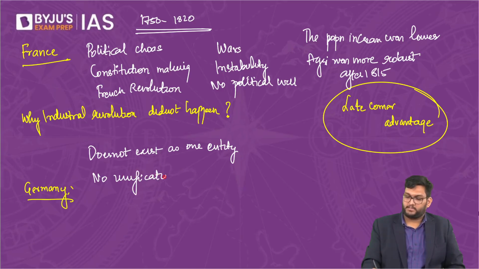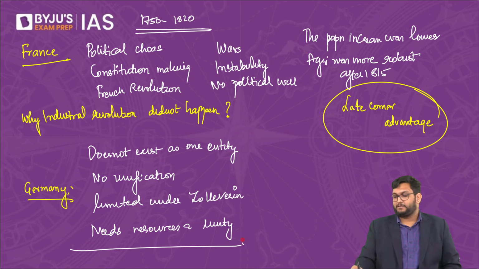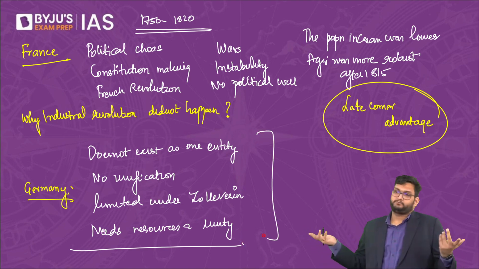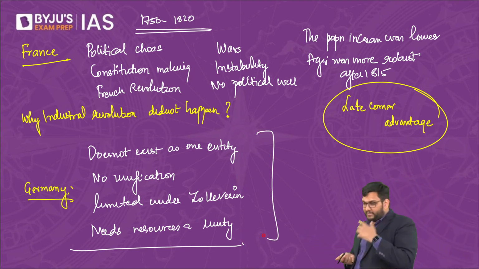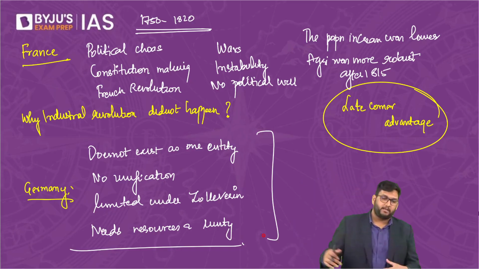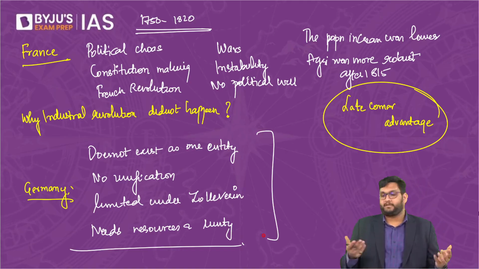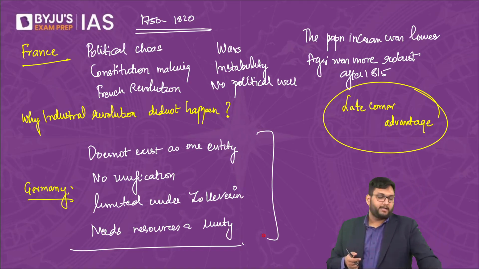Unification. Limited under Zollverein, it needs resources and unity. So very simply, Germany does exist, but too unstable. Germany doesn't exist as one state and needs to exist, to become an industrial power in that regard.